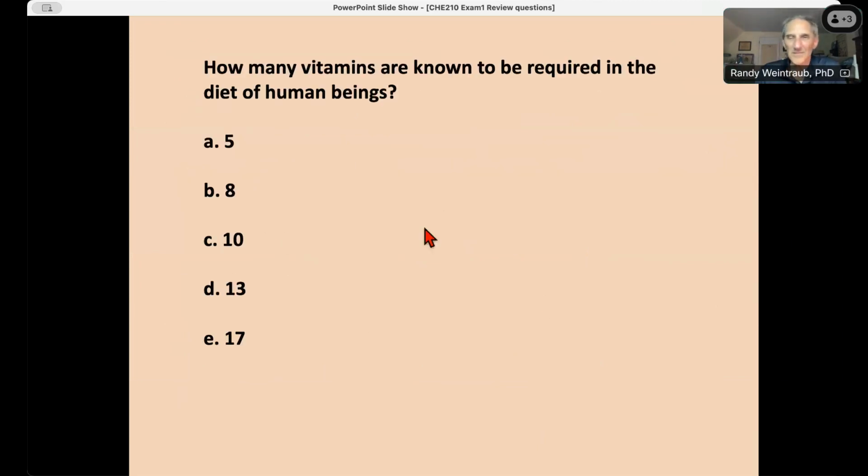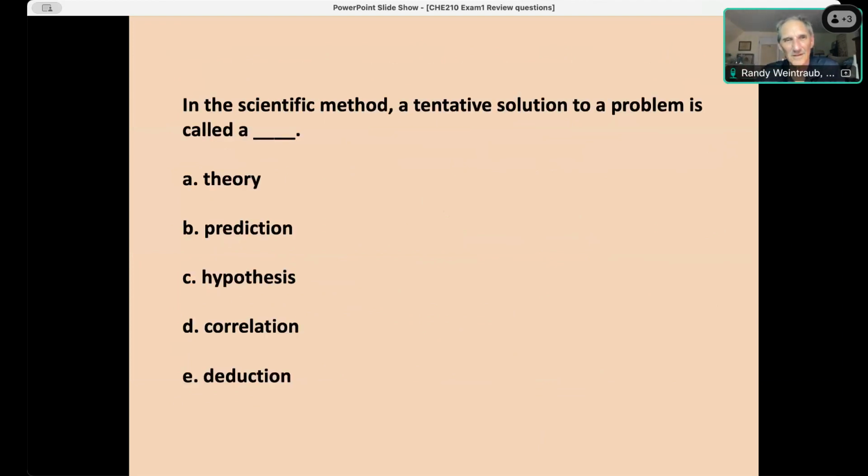All right, vitamins. In general, this is an overview in chapter 2. Later on, of course, we talk more about vitamins, but there are 13 vitamins. There are 9 water soluble and 4 fat soluble. Scientific method: a tentative solution to a problem is a hypothesis.